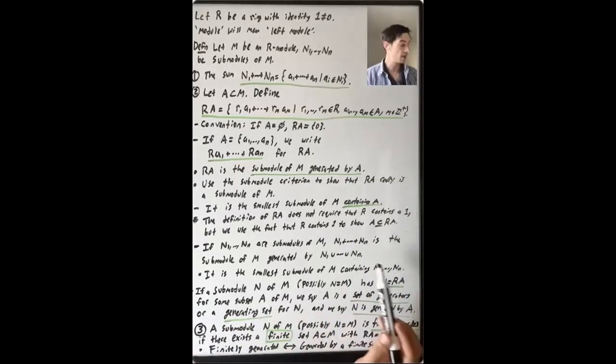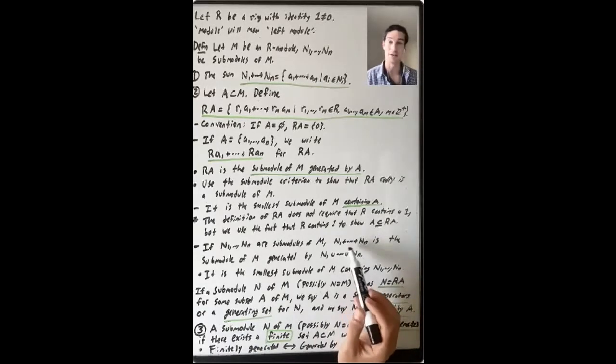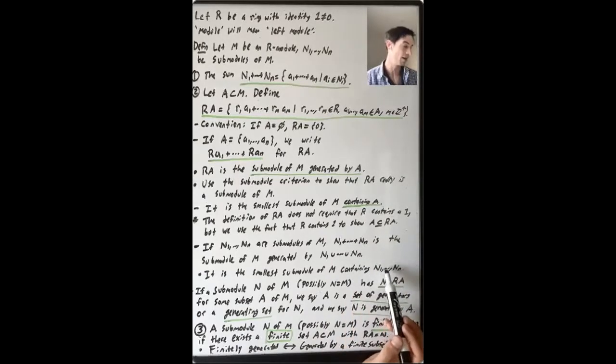That should be clear because a submodule is an abelian group under addition. So if you contain all the elements of N1 and N2 up through Nn, you also contain all the elements in this sum. All right, so now we'll just establish a little bit of language here.